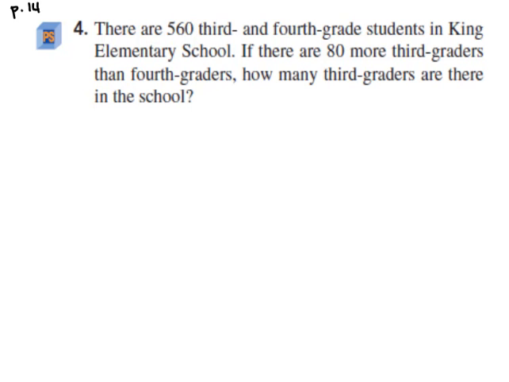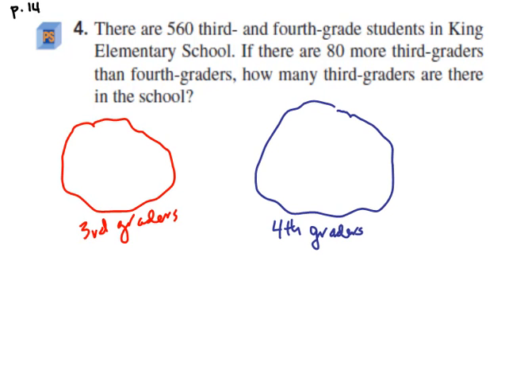In this problem we're looking at page 14, number 4. There's 560 third and fourth grade students in King Elementary School. So we represent the third graders with the red cloud and the fourth graders with the blue cloud, and we know that together they have to equal 560.